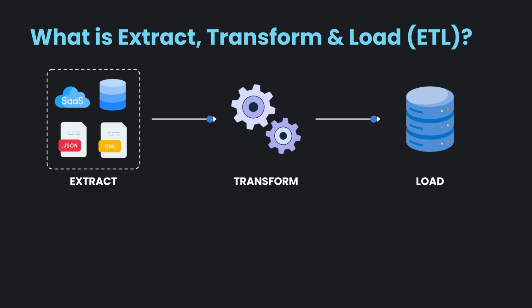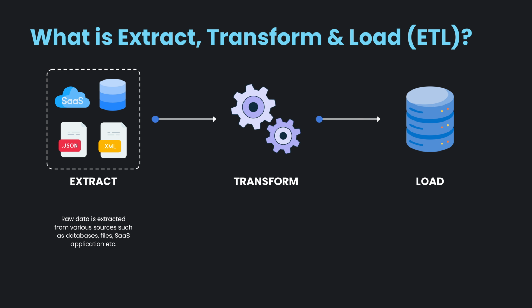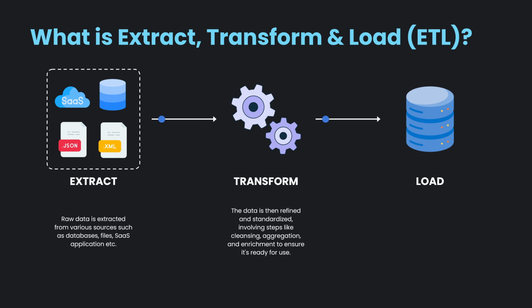ETL is a common process used to prepare and organize data before storing it in a data warehouse. This is ideal when the data needs to be highly structured and ready for users to access. Here's how it works. In Extract, these steps involve pulling raw data from various sources such as databases, files, or APIs. The goal is to gather all relevant data no matter where it's stored and bring it into one place for processing. After extraction, the data is cleaned and prepared for analysis.